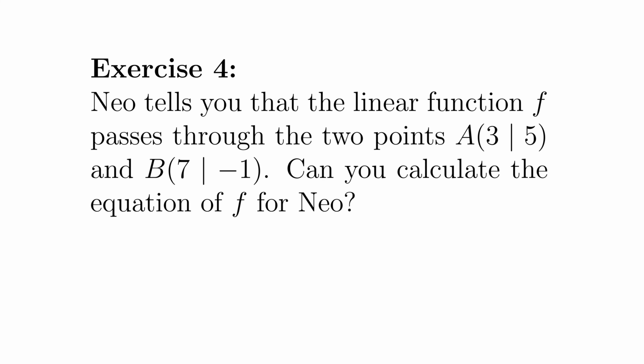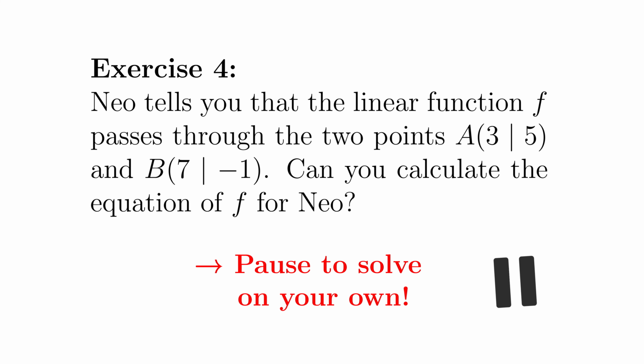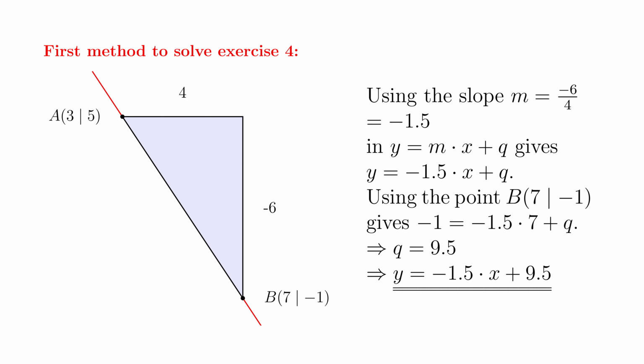NEO tells you that the linear function f passes through the 2 points A at 3, 5 and B at 7, -1. Can you calculate the equation of function f for NEO? Now pause the video to think about the solution. Here are 2 useful methods to solve exercise number 4.